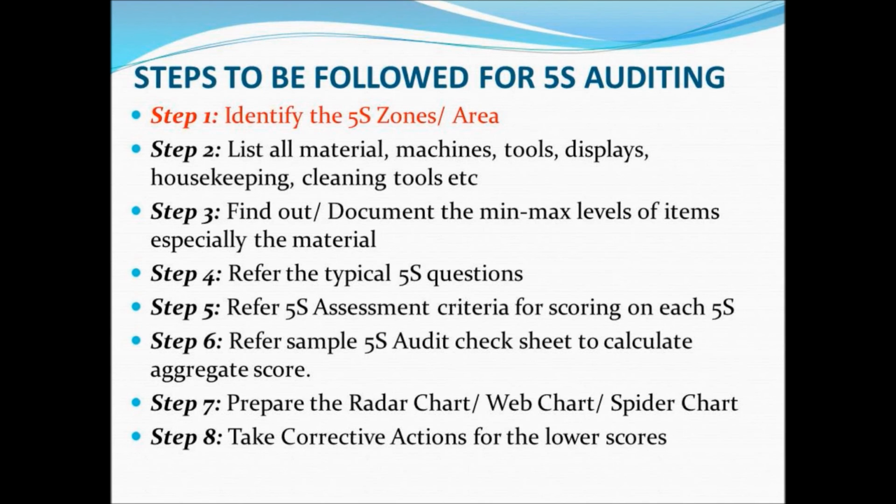Well, the 8 steps I'll repeat here. Step number 1, identify the 5S zone or area. Step 2, list all the material, machines, tools, displays, housekeeping, cleaning tools, etc. Step 3, find out the document which displays the min-max levels of items, especially the material. Material can be work in process, can be incoming material, or can be finished goods material.